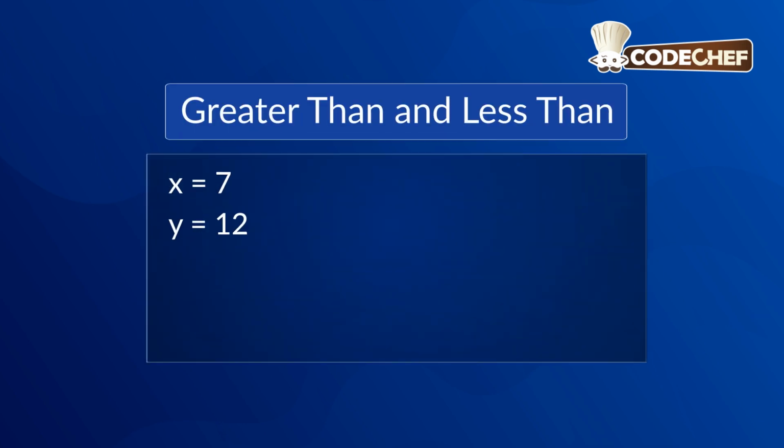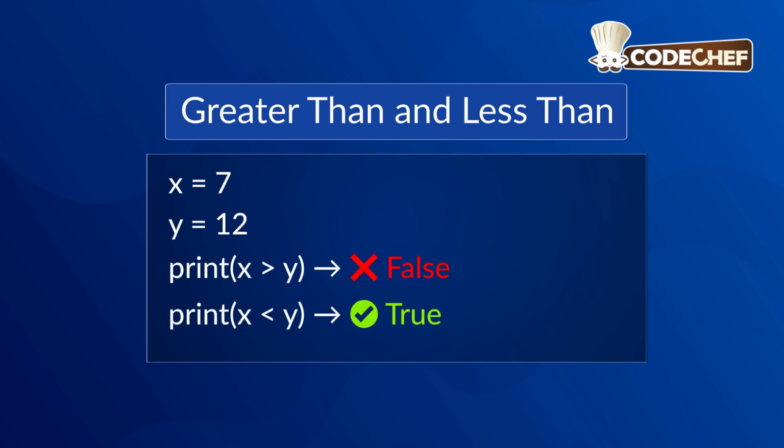Here's another question. Which number is bigger? We set x to 7 and y to 12. When we ask if x is greater than y, Python says false, because 7 isn't greater than 12. But when we check if x is less than y, it returns true, since 7 is indeed less than 12.